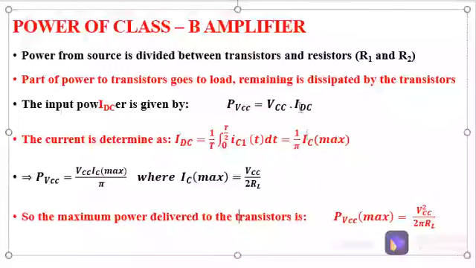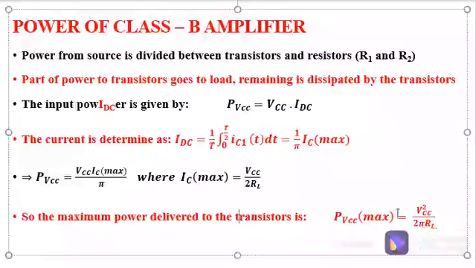So if I take this one and replace it here, I will say my power is equal to VCC times IDC, and the IDC is equal to IC over pi, where IC is equal to VCC over 2RL, where RL is the resistance of the load, which I said is the speaker. It can be 4 ohm, 8 ohm, or 16 ohm. So if we want to get the maximum power to be delivered to the transistors, the formula is this. That is, PVCC maximum is equal to VCC squared all over 2 pi RL.